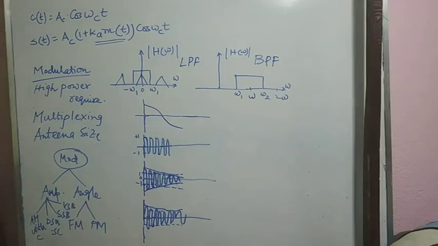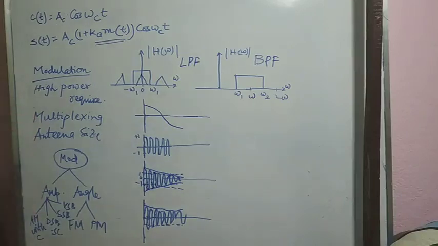Another important requirement is antenna size. We know the size of an antenna is proportional to wavelength. We are not going into the details of that. That means the smaller the wavelength, the smaller the antenna size. As the carrier frequency is very high, the antenna size will reduce. If there was no carrier signal, only the message signal, it has very low frequency, so the wavelength is very high, and therefore the antenna will be of big size.